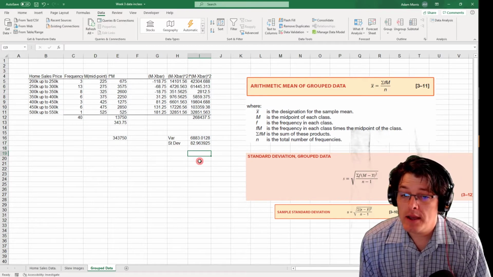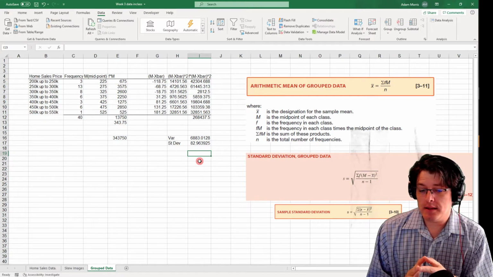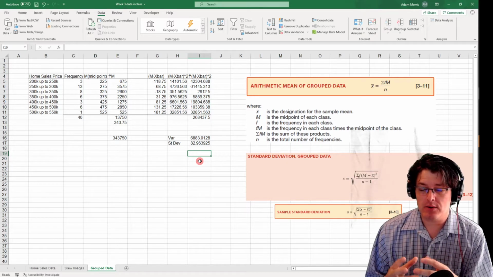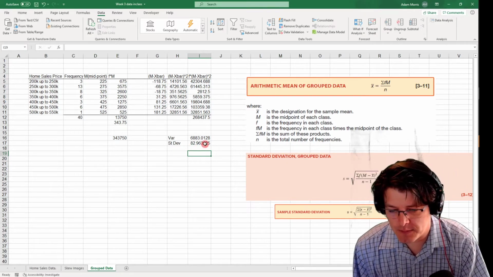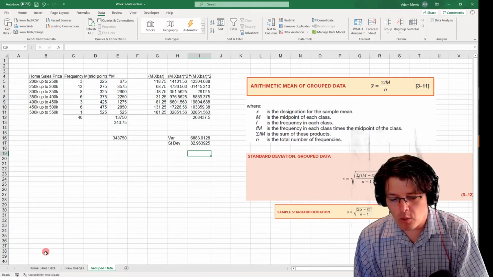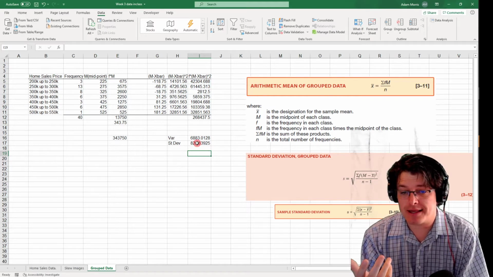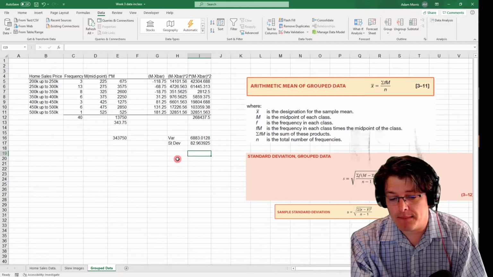Okay, and we have 82.96. Now, as we talked about on Wednesday or Monday, standard deviation is in the units that we're talking, and the variance scales up from there. So what we did on the previous sheet was in dollars. This is in thousands of dollars. So we can scale that back up.